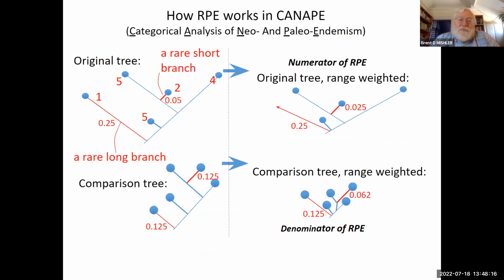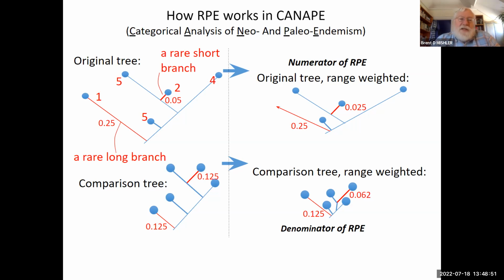Next slide. This method that we call CANAPE, which is categorical analysis of neo and paleo endemism, uses RPE and a randomization test to find out where there are concentrations of branches that are both rare on the landscape and long, and rare on the landscape and short. And those are neo and paleo endemics, or centers where there are neo and paleo endemic lineages. So we can spot those on the map.